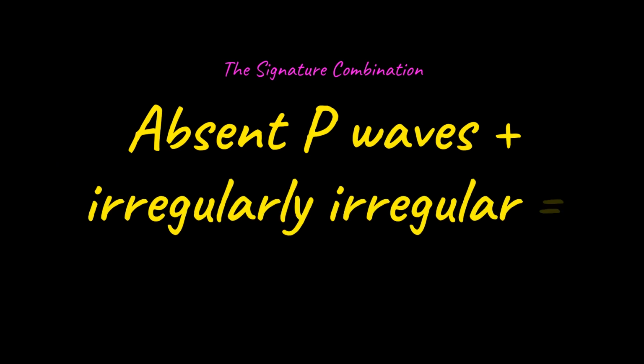When a rhythm strip shows absent P waves, a chaotic fibrillatory baseline, and a completely irregular ventricular response with no repeating pattern, that combination identifies atrial fibrillation. The ventricular rate may vary widely, but the key features are always the same.